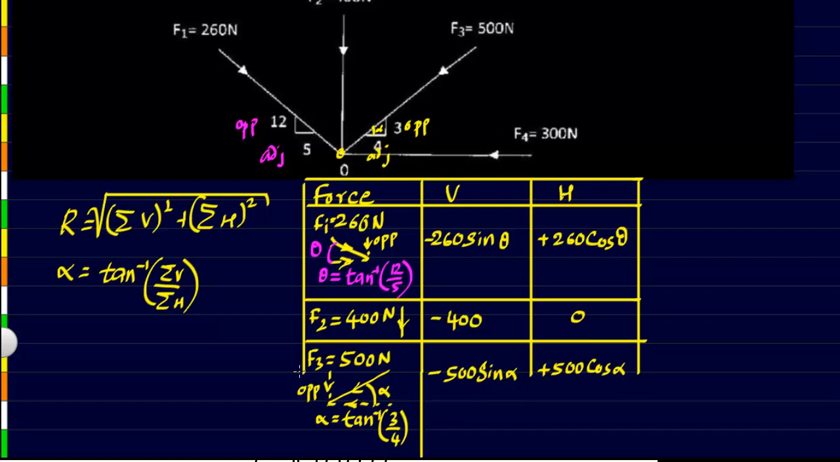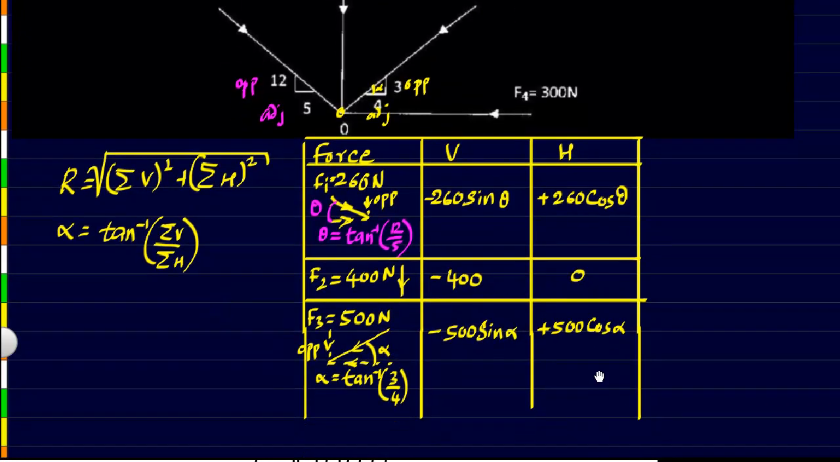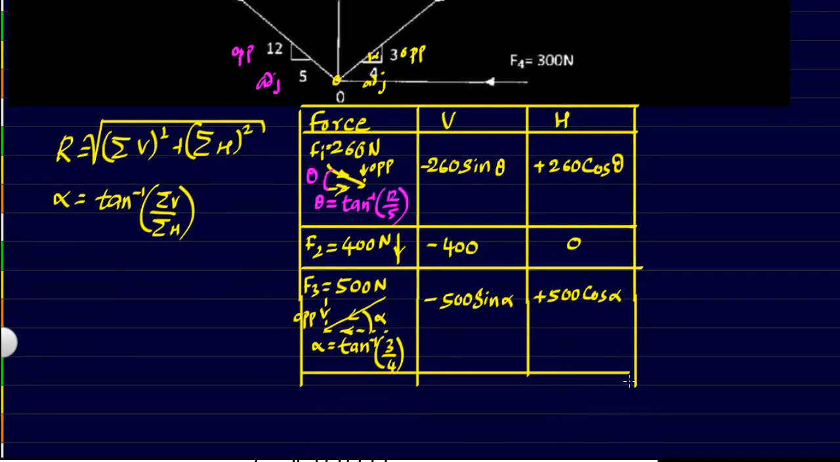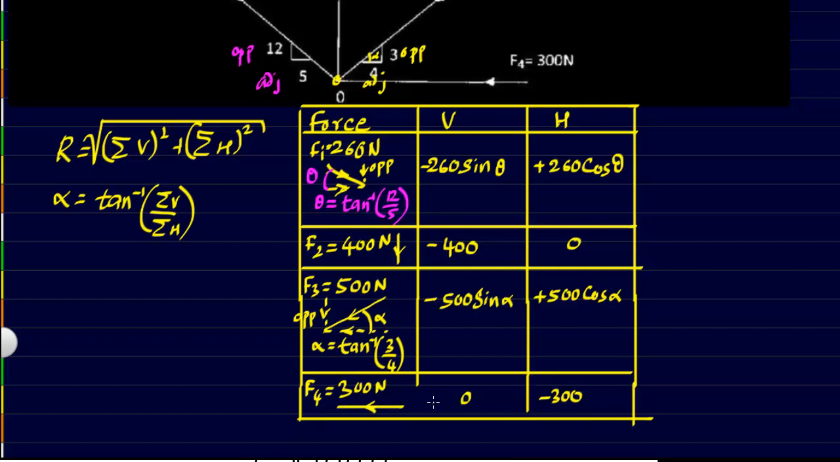Okay. So this is for F3. And then the last force, that is F4. The magnitude of F4 is 300 newtons. And we can see in the diagram that it is a horizontal force. Hence, the vertical component will be 0, and all the value will appear in the horizontal component. Since it is directed to the left side, in the negative x direction, we have to take it as negative. So this completes our table.